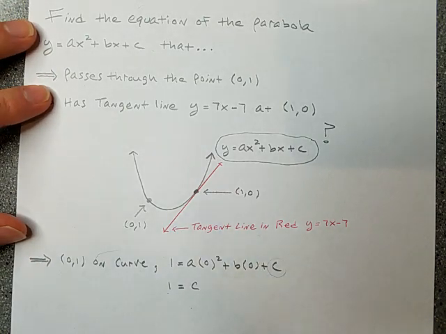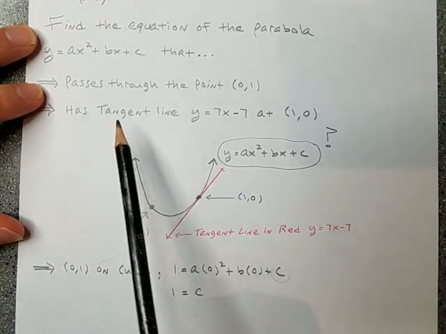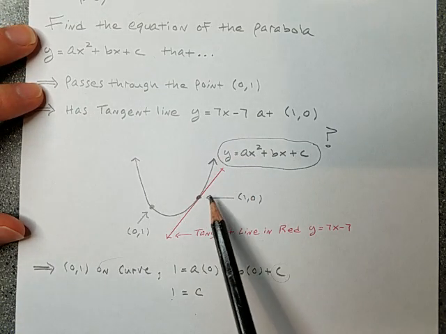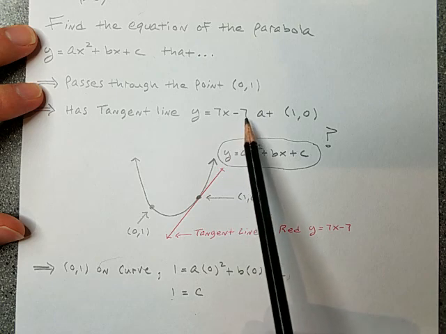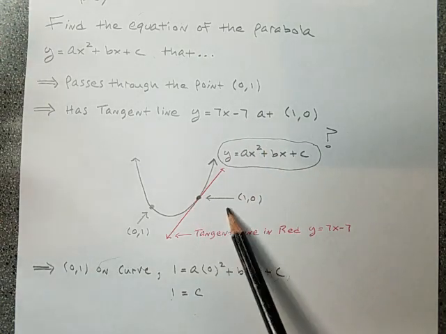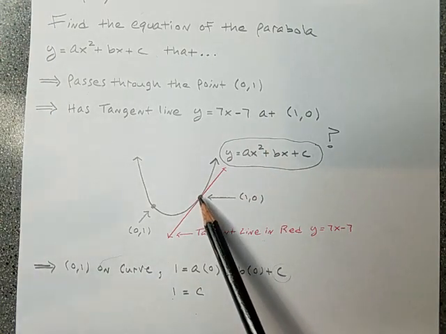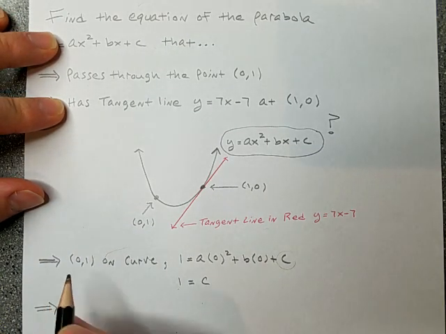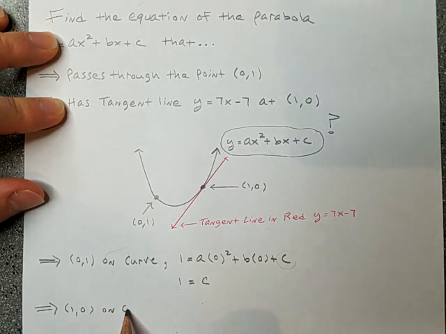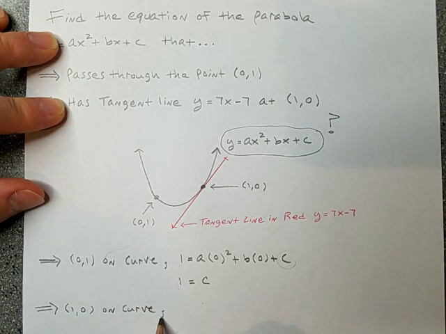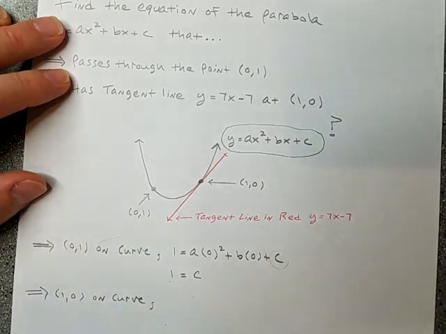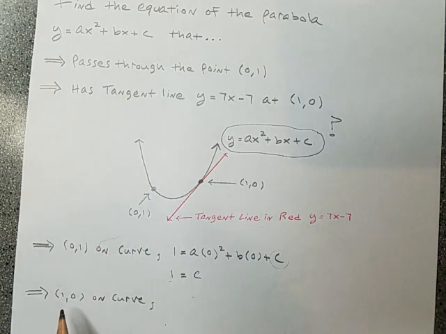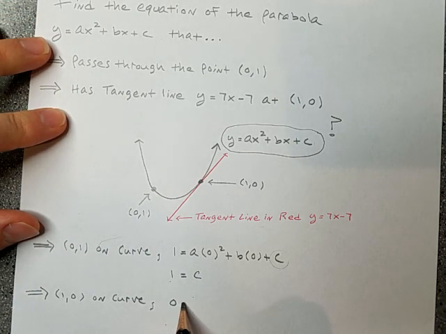What else do we know? Well, you know how it says that the tangent line at that particular point is 7x minus 7? Well, this point's on the curve too. You see I drew it? It's right there. It's on there. So we could also say that 1 and 0 is on the curve. What would that mean? You put 1 for x, you get 0 for y.